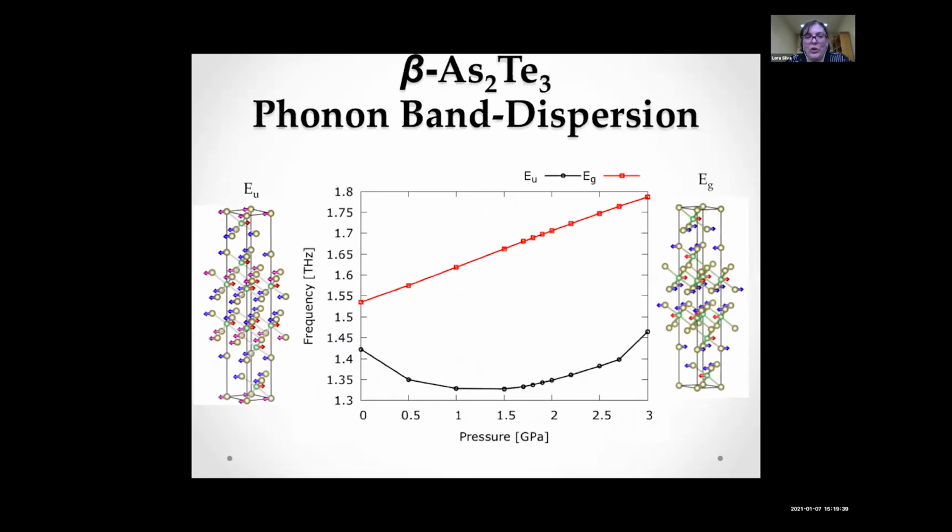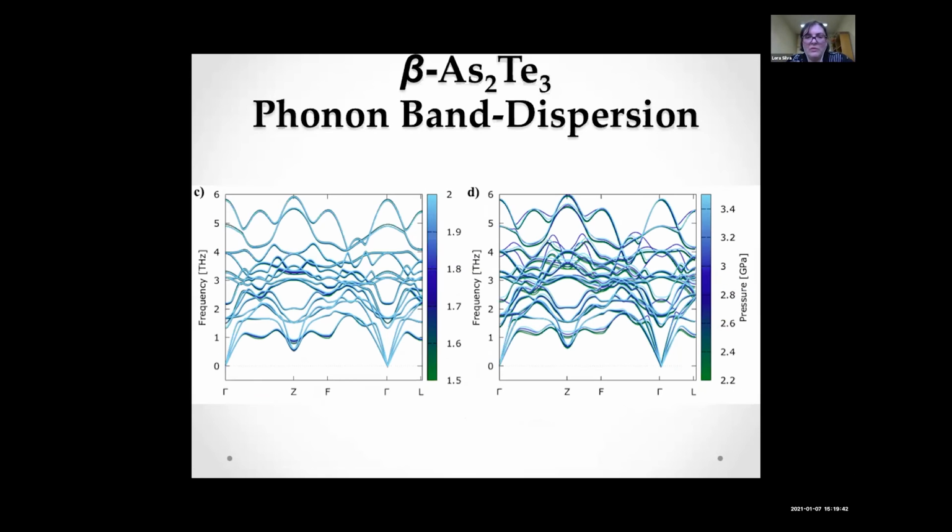However, there's another curiosity, a feature in the phonons at the gamma point. I thought I had a slide for it, but I'm missing it, so we can look here. At the gamma point, we have these modes, which are very low as well. It's not usual to find these dips at the gamma point at very low frequencies.